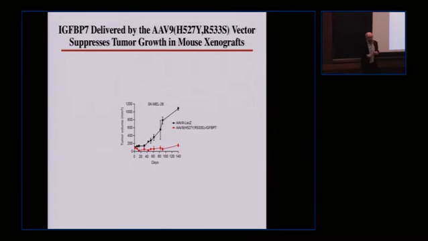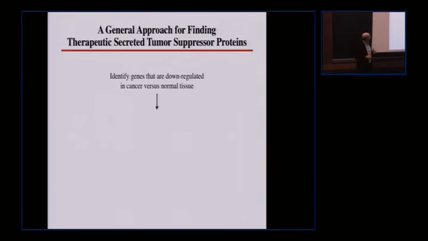So I just want to finish the talk by saying that we found IGF-BP7 really serendipitously. We were actually surprised. We didn't expect to see a secreted tumor suppressor protein. But now that we've seen it and studied it, we think that there might be a lot of therapeutic potential. So we've now developed methods to proactively go after and to identify new secreted tumor suppressor proteins. And our approach is shown over here.